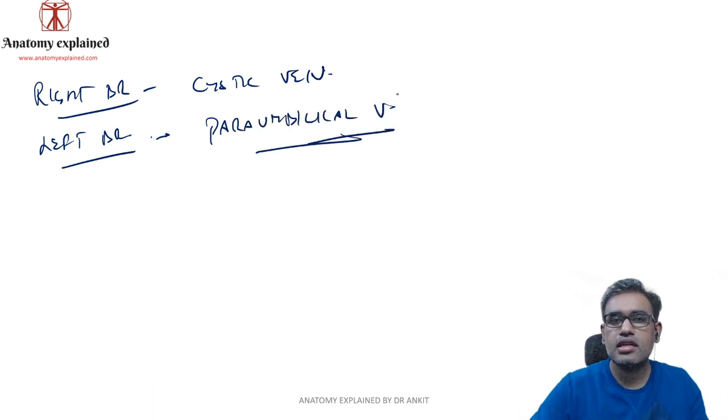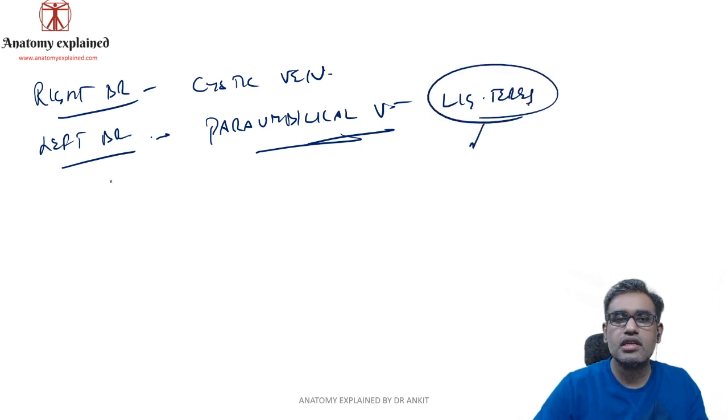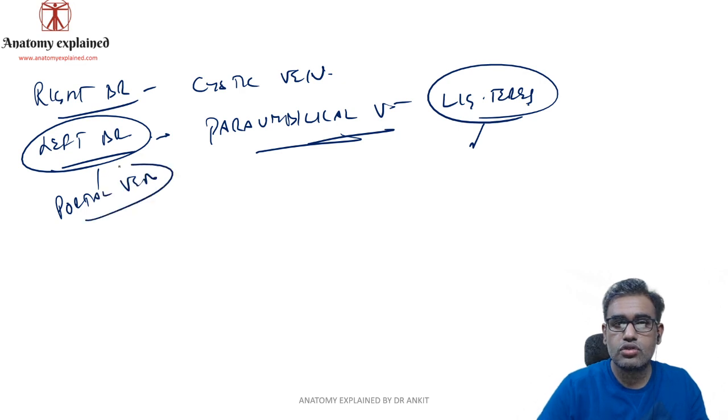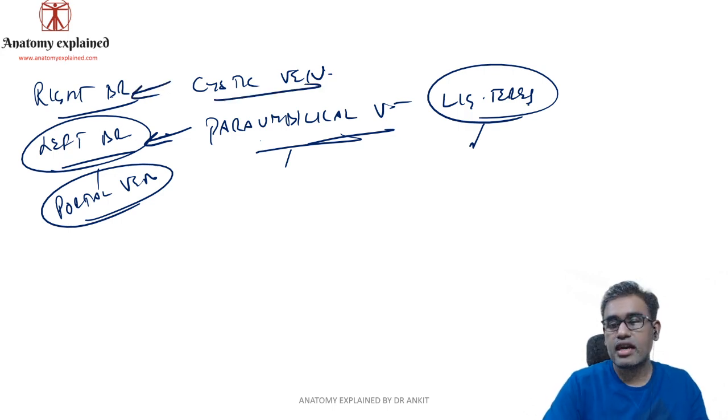Para-umbilical veins. These veins which are around the ligamentum teres. Why is this ligamentum teres used to communicate with the left branch of portal vein? So it is this para-umbilical vein which is actually draining into the left branch, and cystic vein is draining into the right branch of portal vein.